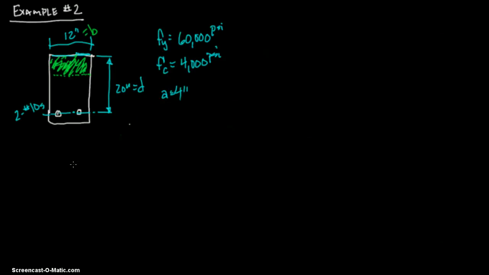Welcome to Lesson 5, example number 2. It is asking us to determine the safe moment M that may be applied to the beam of example 1 if half of the total applied moment is dead load and half is live load. So we're wanting to find safe moment M. Half of the total applied moment is dead load and half is live load.